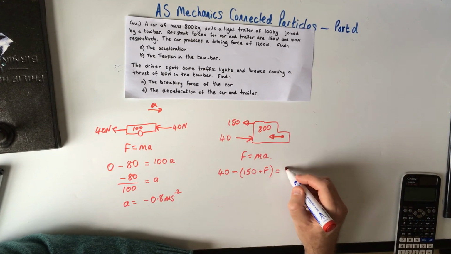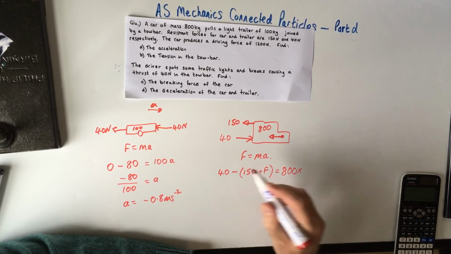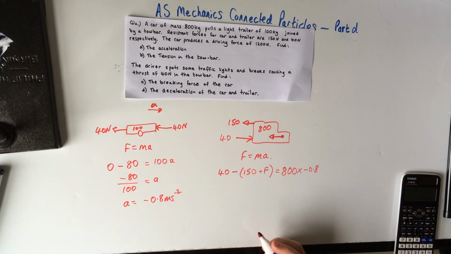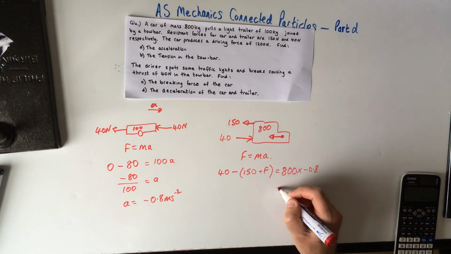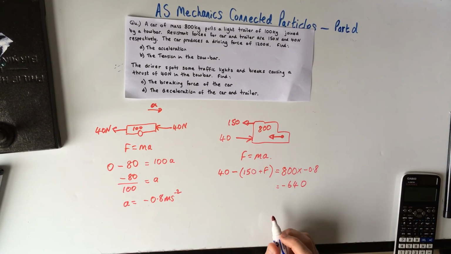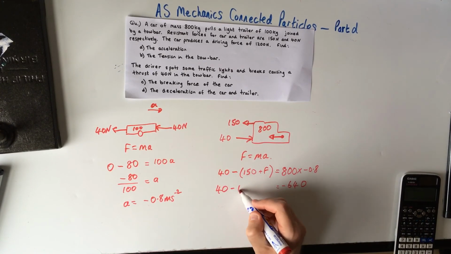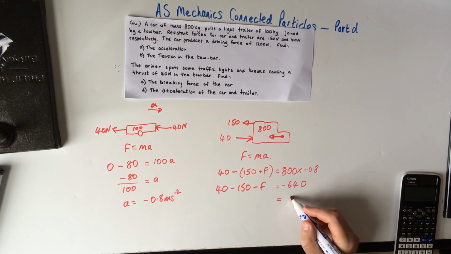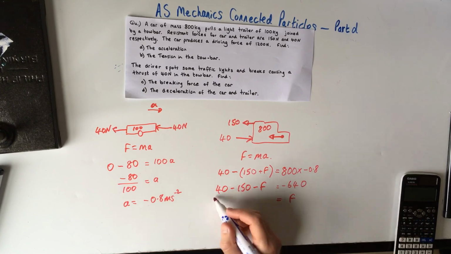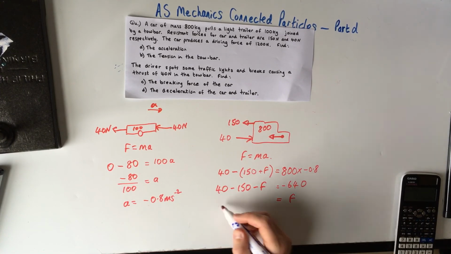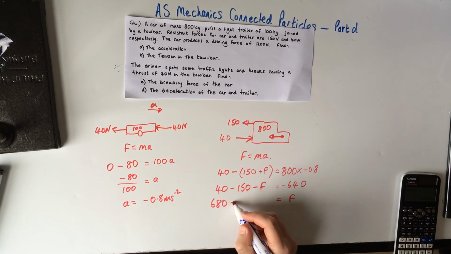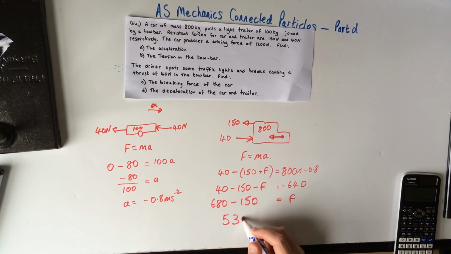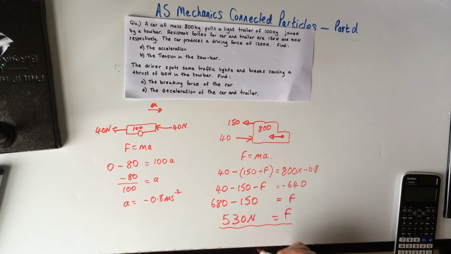We've got that is equal to the mass, which is 800, and we know the acceleration is minus 0.8. Okay, so that times that is going to be minus 640, isn't it? And we've got 40 minus 150 minus the F. Okay, so we take the F over to that side and take the plus 640 over to this side. We get 640 plus the 40 is 680 minus the 150, and that is going to be 530 newtons. And that is the braking force.